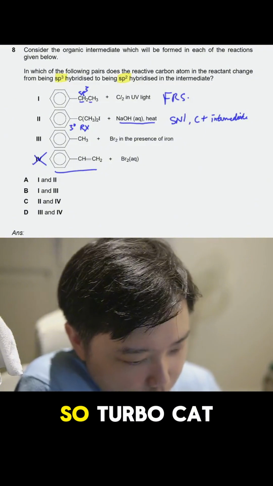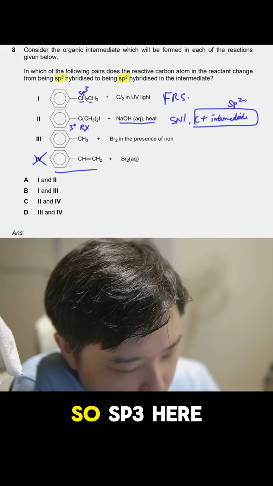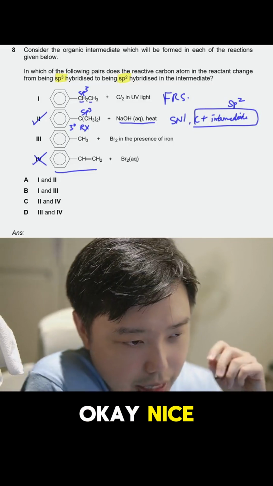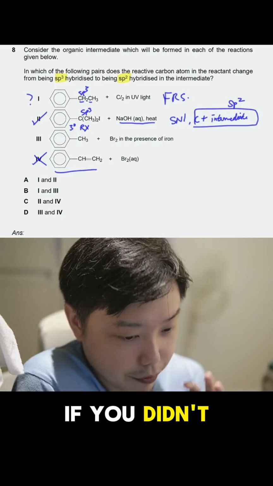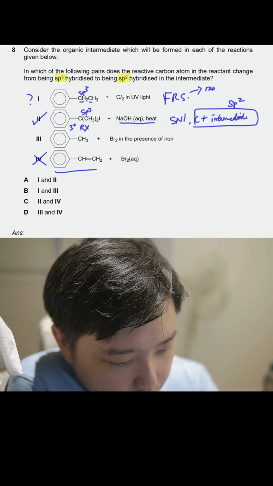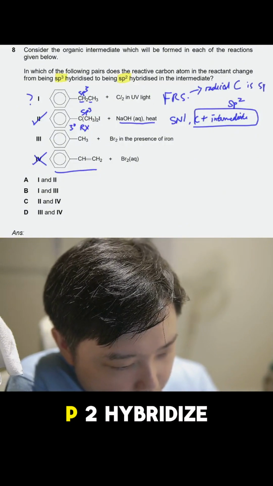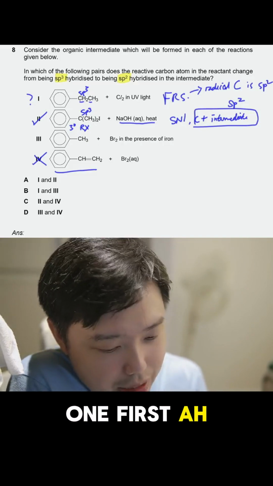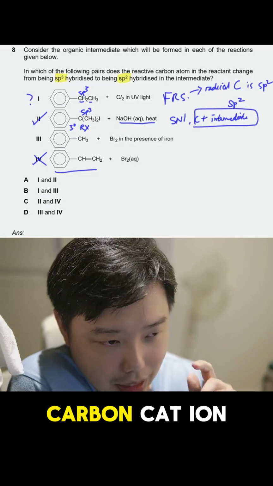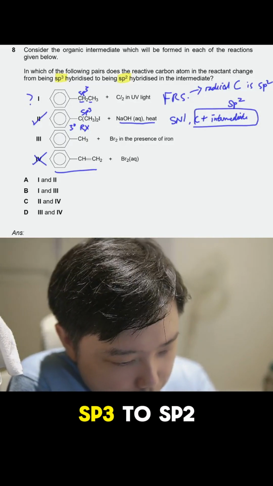Okay, anyway, where was I? I was at option 2. So, carbocation intermediate, yes, it is sp2. So sp3 here goes to sp2. So option 2, nice. So far, if you didn't know radical carbon is sp2 hybridized, then you skip 1 first. Then we look at 2, and we confirm that it is SN1 with a carbocation intermediate. This is sp3 to sp2.